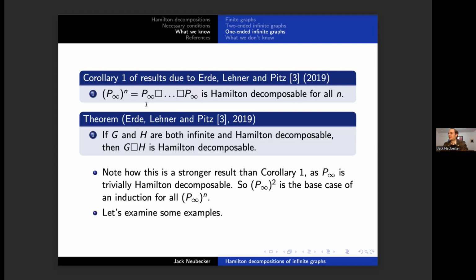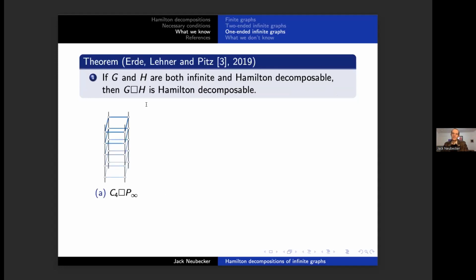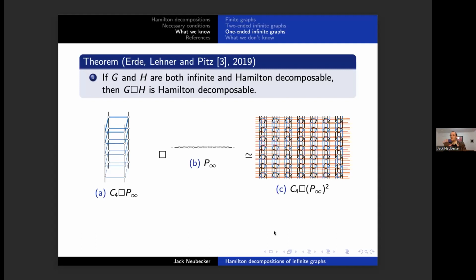So let's examine some examples. Well, we already know that C4 cross P infinity is Hamilton decomposable. So let's product it with the Hamilton double ray like this, and we get this: 4-cycle cross with the grid. You can think of it as 4 grids laid together and connecting their equivalent vertices in a cycle. Or you can think of it this way, as a bunch of prisms all connected to each other.